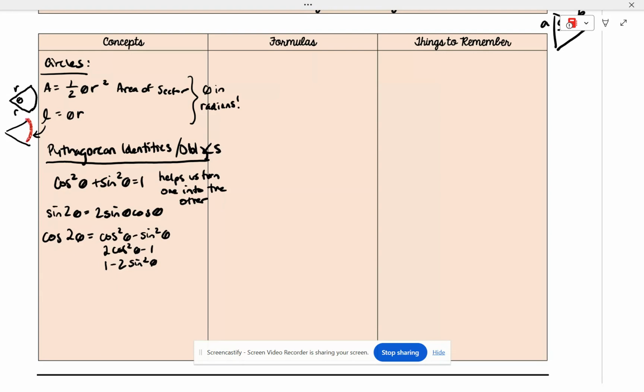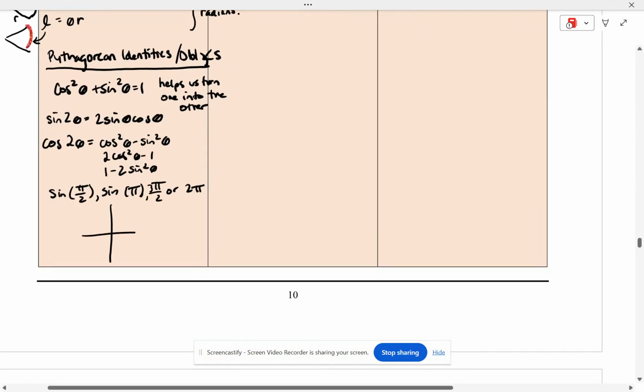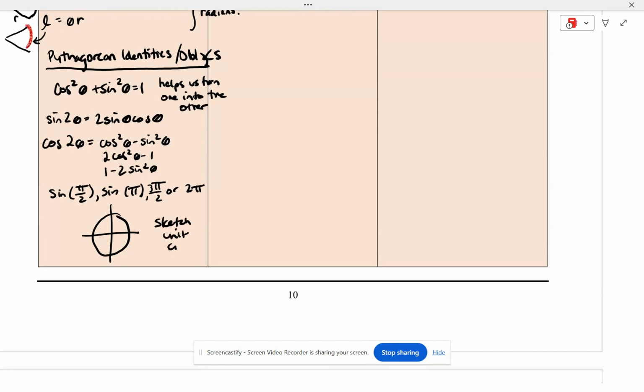Okay, so if we ever have angles like pi over 2, or let's do it like this: sine of pi, 3 pi over 2, or 2 pi, right? If you have something that looks like this, these are called the quadrantal angles. When you're evaluating those, you should always sketch the unit circle. And then you don't need to memorize anything. You can always figure it out from here, right?